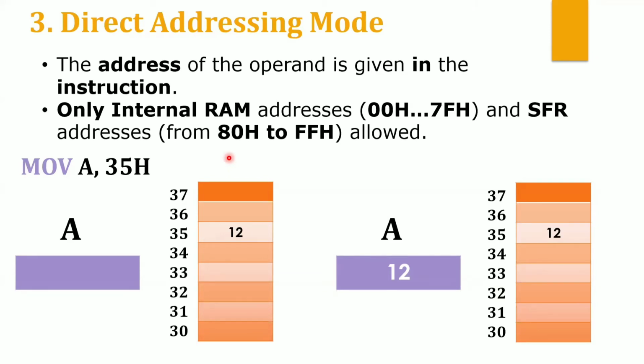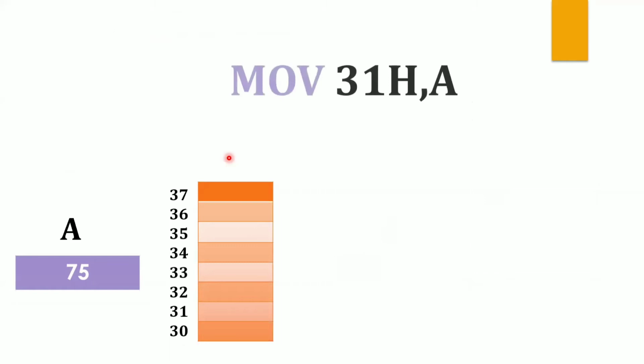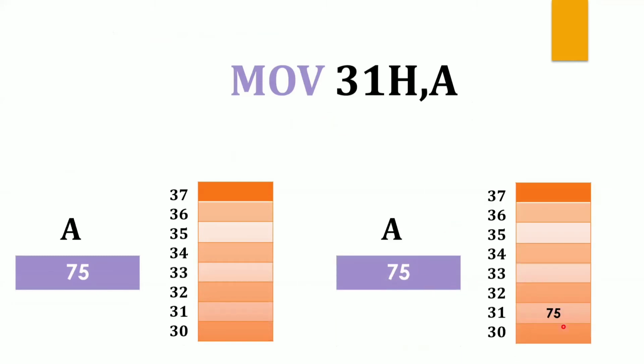Okay. Now again we will take another example. Now there is another memory location, and the A register contains the value 75. Now I will write the instruction like this: MOV 31H comma A. What does it mean? I will copy the value of the A register into the memory location 31H. Now there is a value 75 in the A register, and that will be copied to location 31. Before that, location 31 does not contain anything. So after executing this instruction, I get the value 75 in location 31, right?